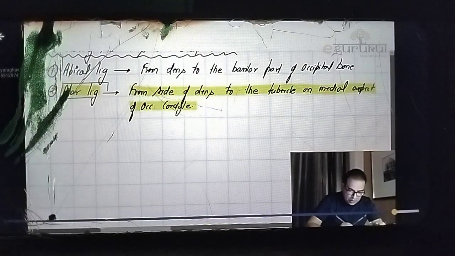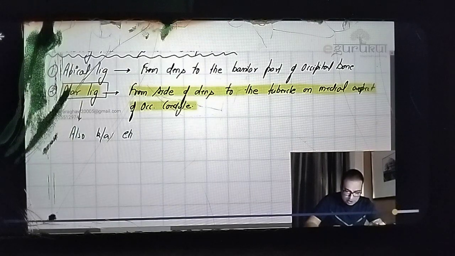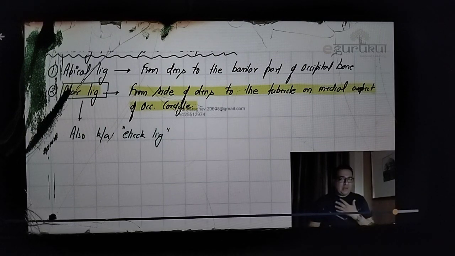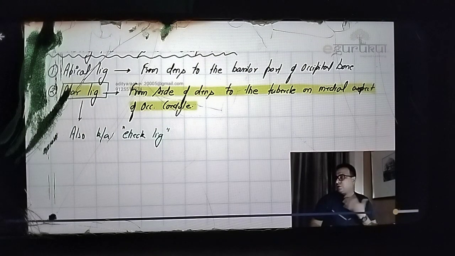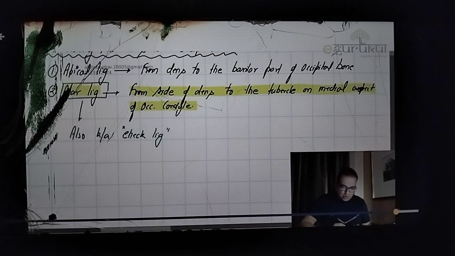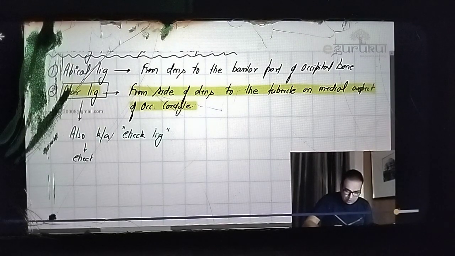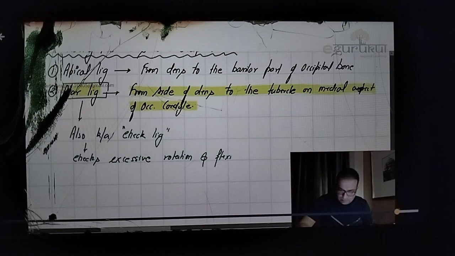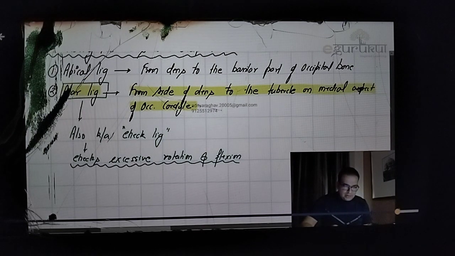This ligament is very important because it is also known as the check ligament. That's why it is important. It is a check ligament because this ligament is bifurcating like this. So with the check ligament, it is not allowing the excessive rotation of the neck. There is a rotation of the neck, after that you cannot do more. So excessive rotation and the flexion is checked by this ligament here. So this is called the check ligament, and it checks what? It checks excessive rotation and flexion. That's why we call it check ligament.